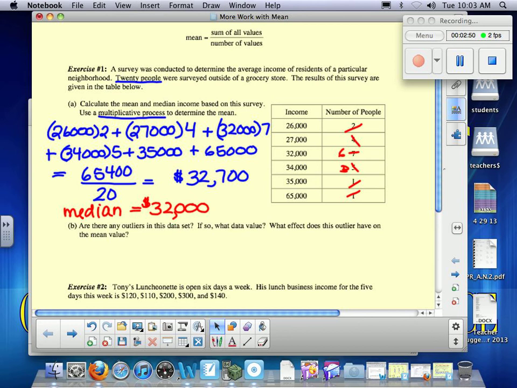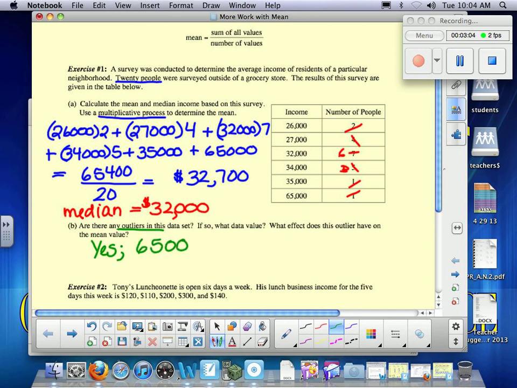Right. The question in letter B says, are there any outliers in this set of data? Yep, there is. What is the $65,000 income? And what did that outlier do to the mean? Did it go up? Yeah.